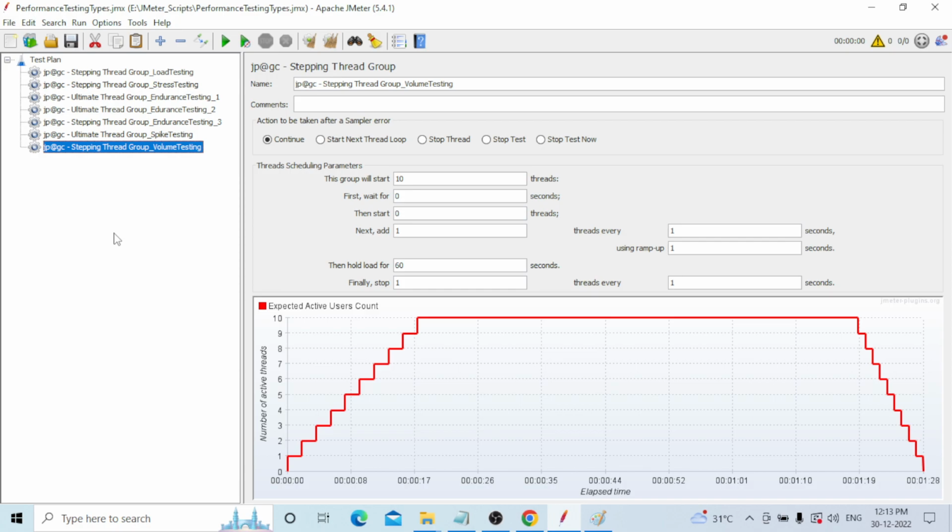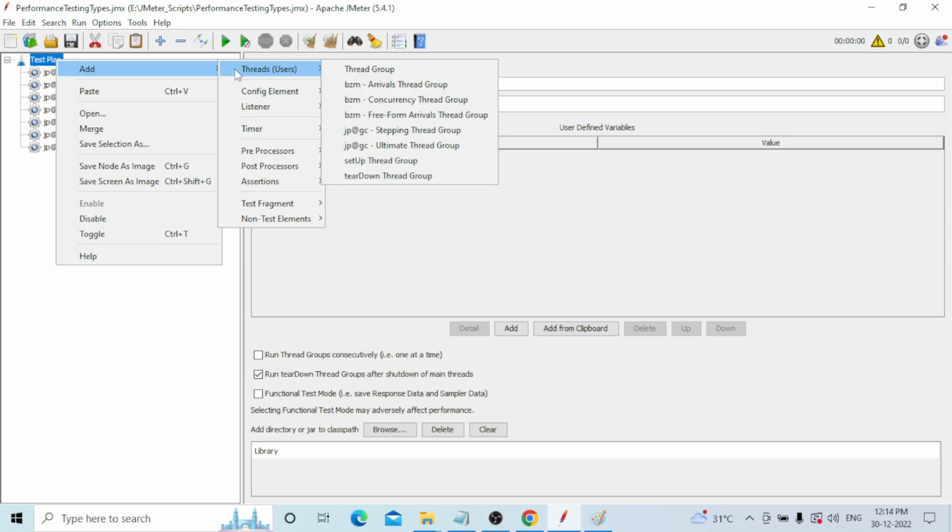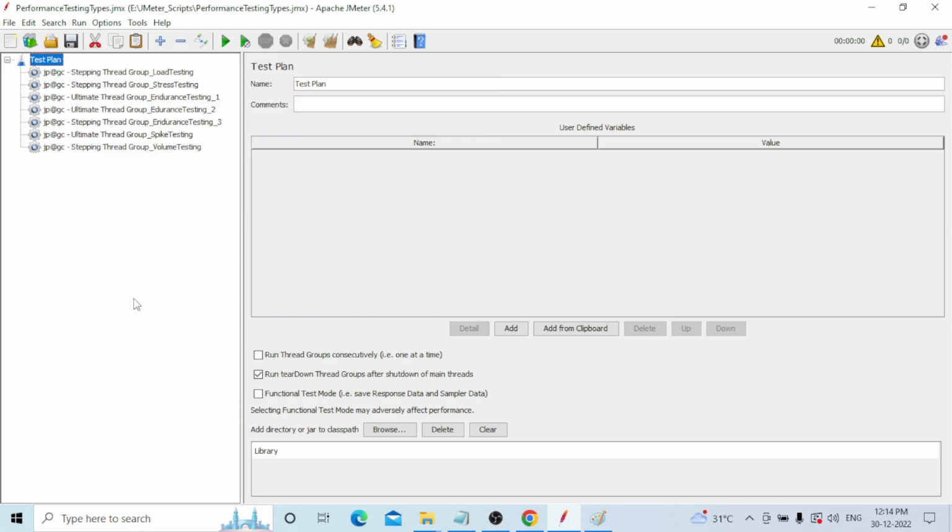One thing some people ask is that in their JMeter they cannot see the stepping thread group and ultimate thread group. When you click on the test plan, right click, add thread, only the thread group is available, not the stepping thread group and ultimate thread group. Okay, how do you get them? It's very simple.